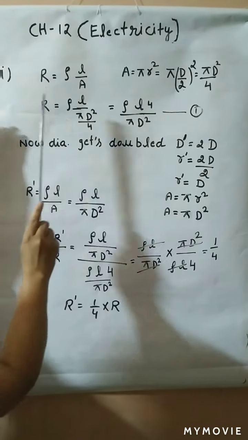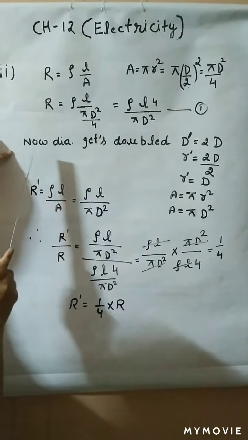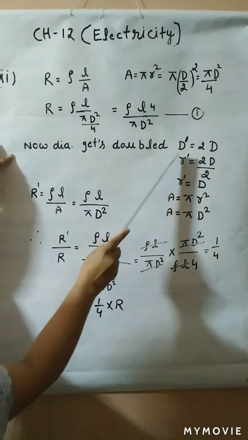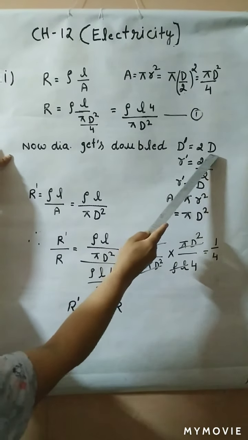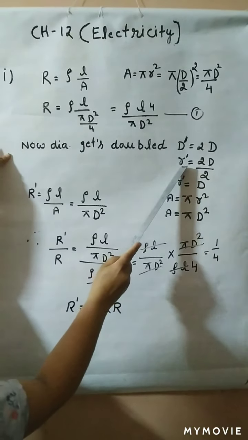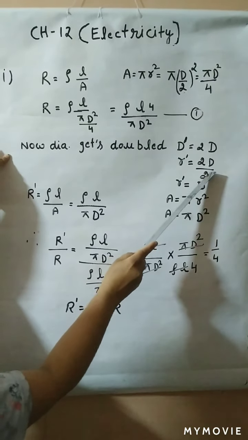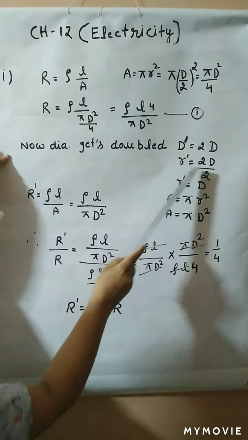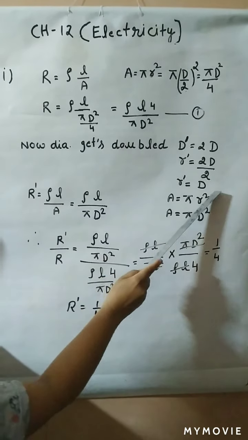This is first, which is already given. Now we will do the changes. That diameter gets doubled. So what is the new diameter? It is double the original one, whatever is given. So what is the radius formula? It is half of the diameter. So 2d by 2, the 2 cancels. So we will get R dash is equal to d.